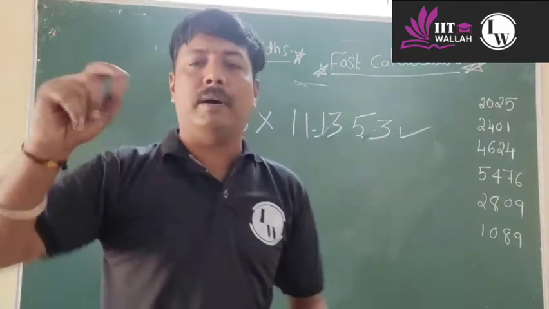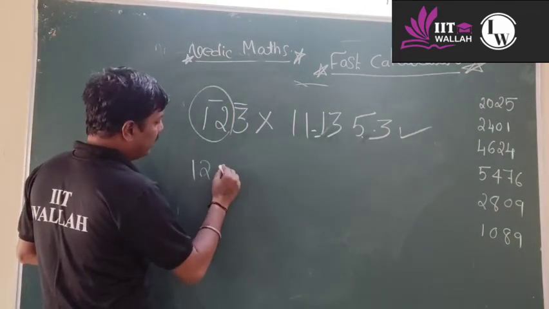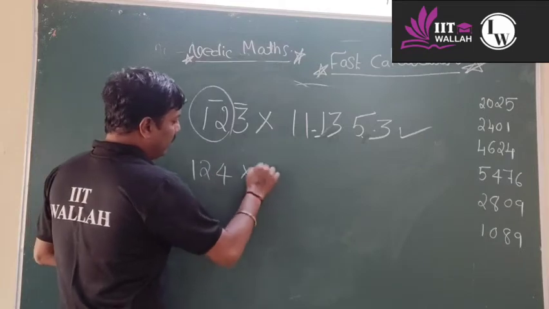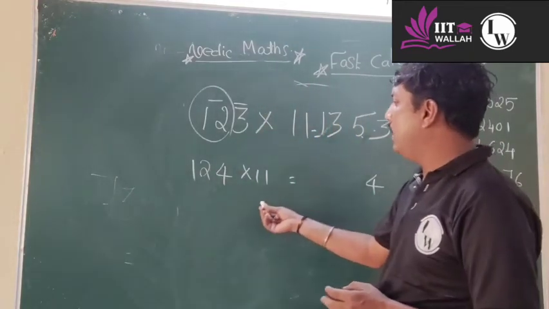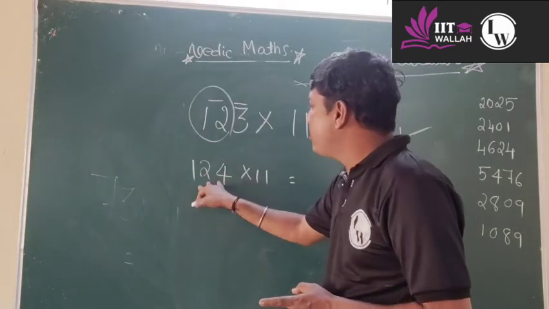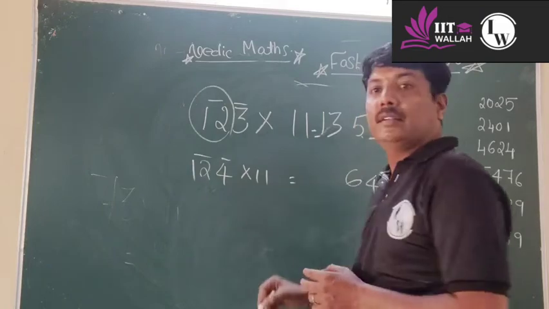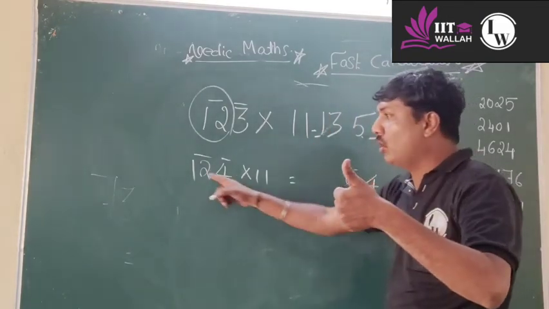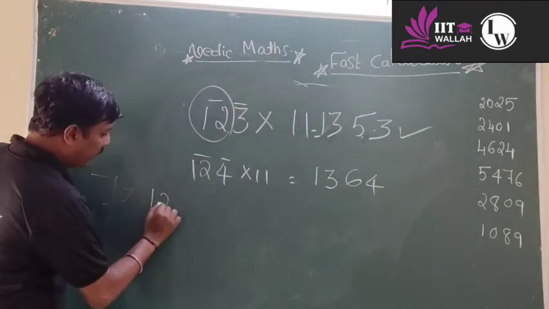See, give me one more number. 124 into 11. So first 4 will be written. Then 4 plus 12, because these are the groupings. 4 plus 12 is 16. Then 1 would be carried to 12. So 1, 3, 6, 4. We can check it.